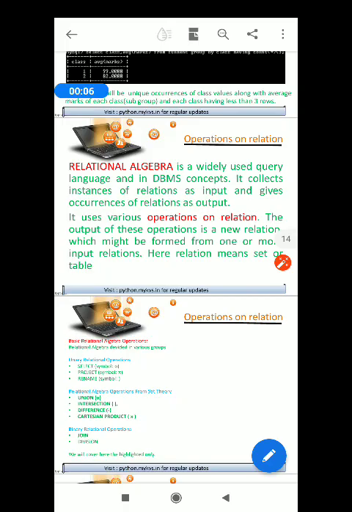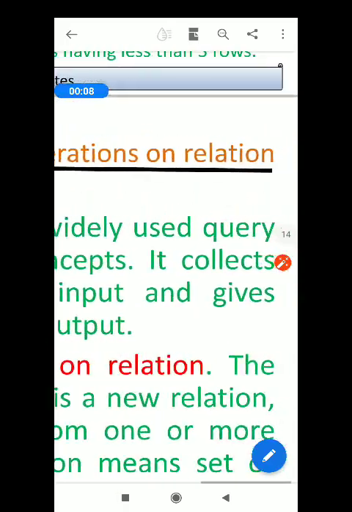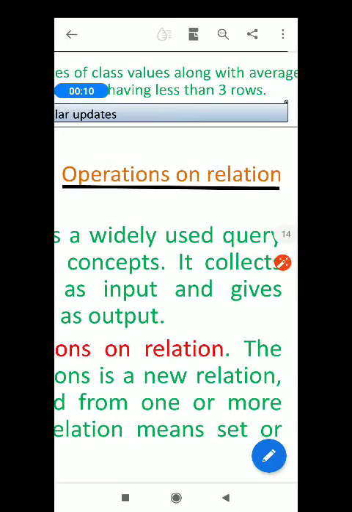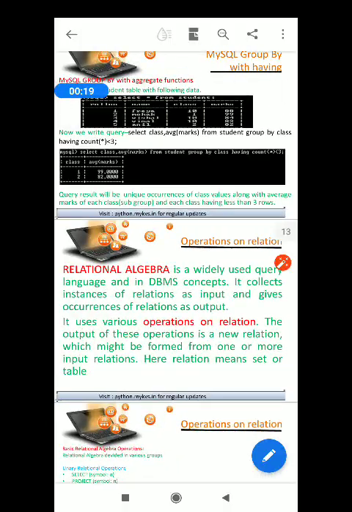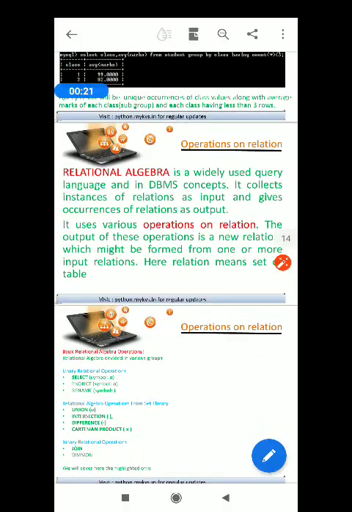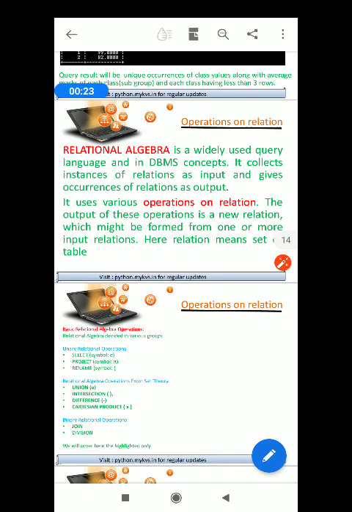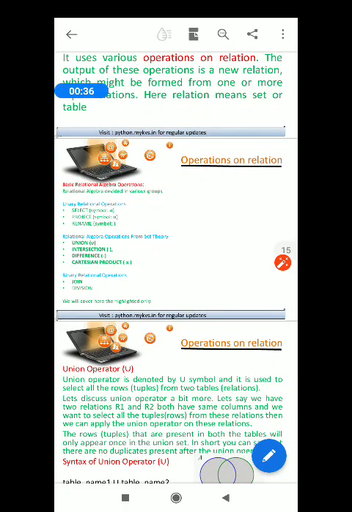Today's topic is operations on relation. Please note down the heading operations on relation. So, in relational algebra, we can do various types of operation on table. Here, table is termed as relation. Let us see what are the different operations we can do in relational algebra. Note down the names.